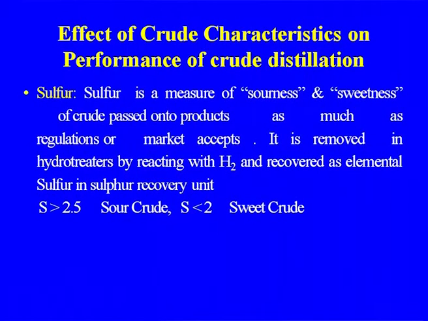Sulfur is the measure of the sourness and sweetness of the crude passed into the product, because it is actually the compound which causes corrosion problems in the process. So, it is removed in the hydrotreaters by reacting with hydrogen and recovered as elemental sulfur.